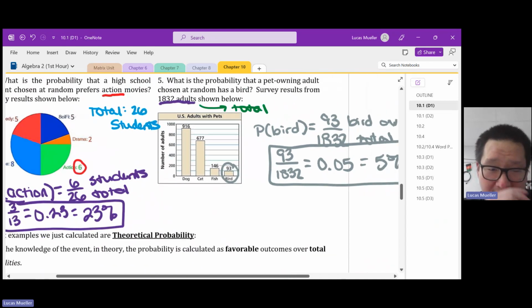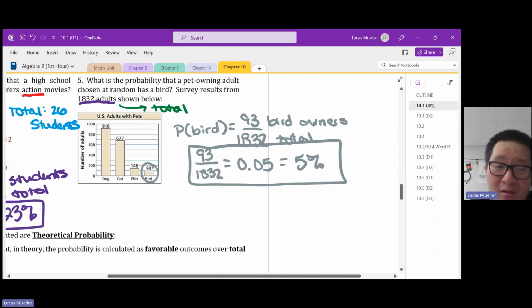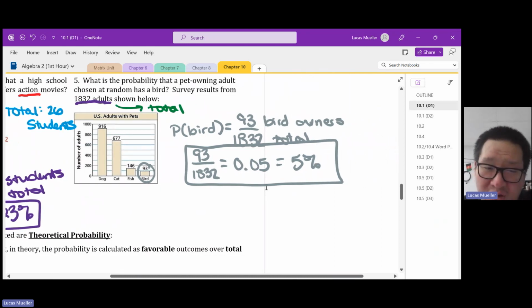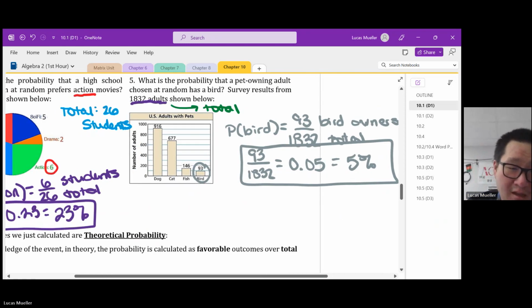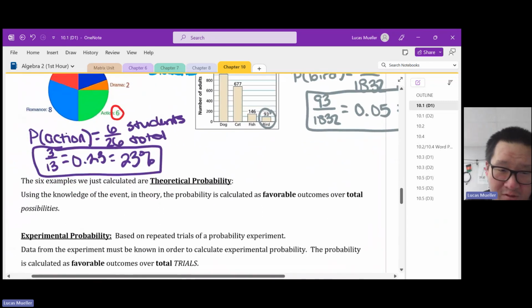Number 5, we have data of US adults with pets, and 1,832 adults were shown. That is your total. The probability that we choose a bird owner is 93 over 1,832, or 0.05, or 5%. And these are all your theoretical probabilities that we just calculated.